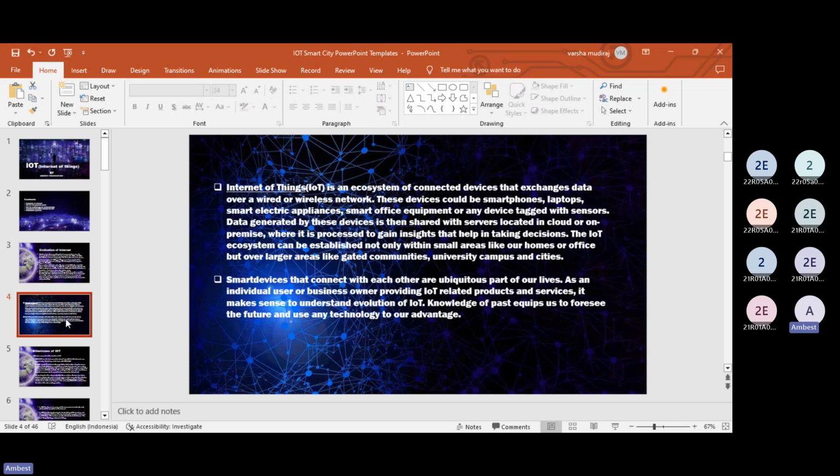And actually, as I have said before, it is an ecosystem interlinked with devices. It exchanges data over a wide wireless network. Like smartphones, laptops, smart electronic applications, office equipment, or home equipment, whatever the device, it has been tagged with a sensor. And mostly 90% of IoT is done by connecting devices tagged with a sensor. The data is generated by the devices themselves by sharing with servers located in the cloud.